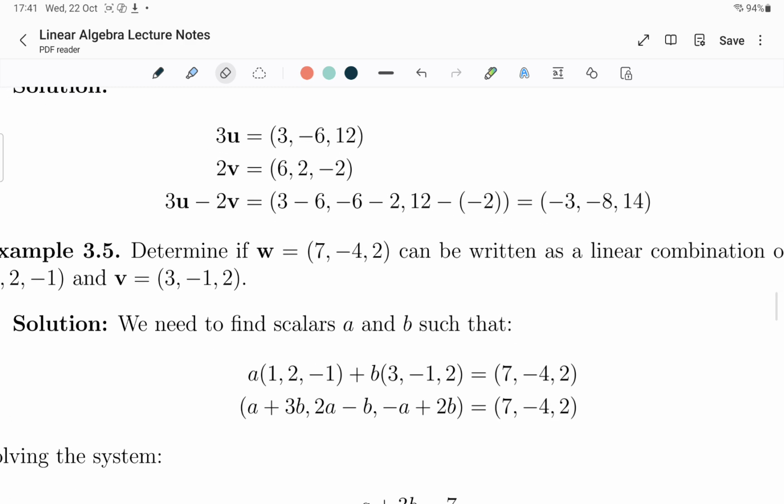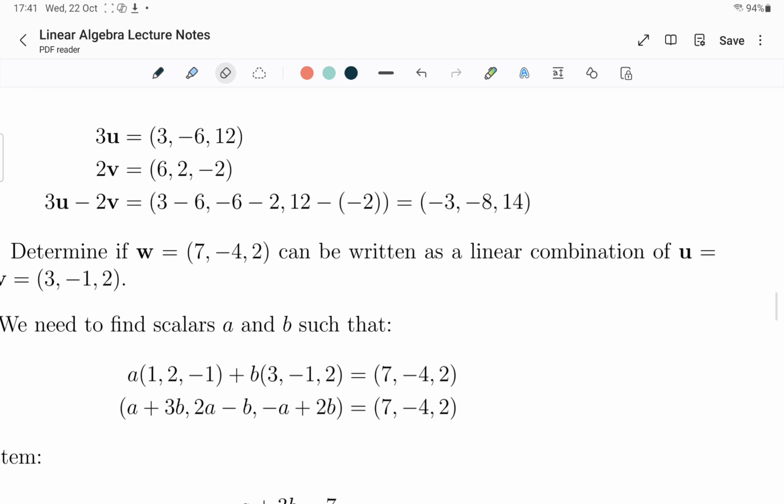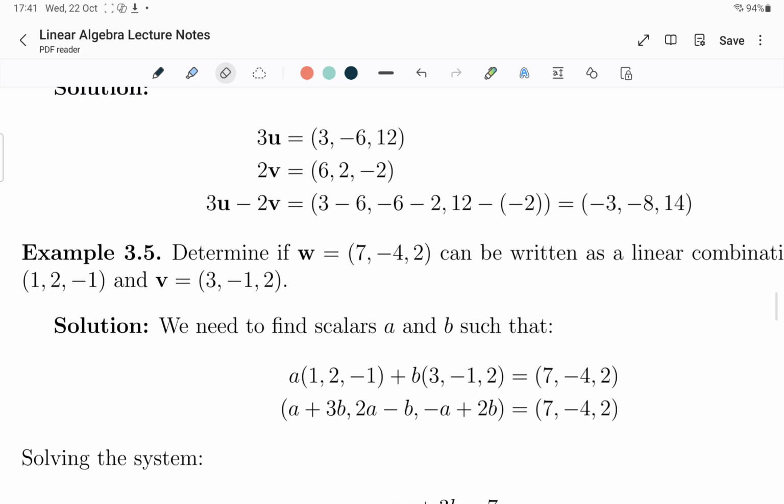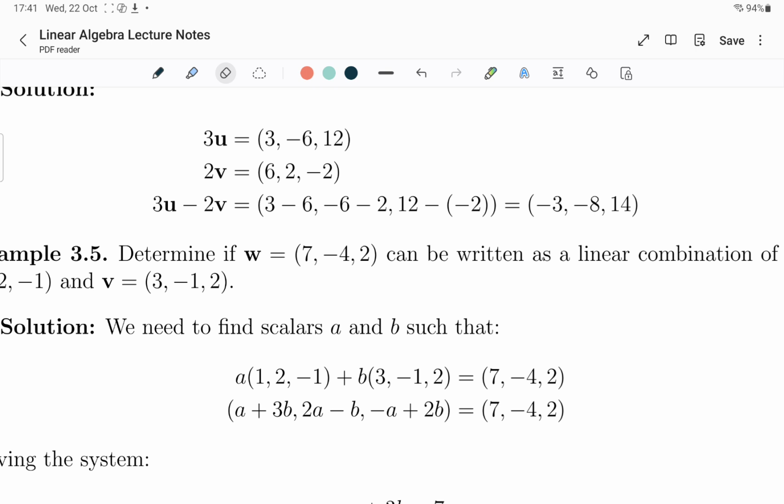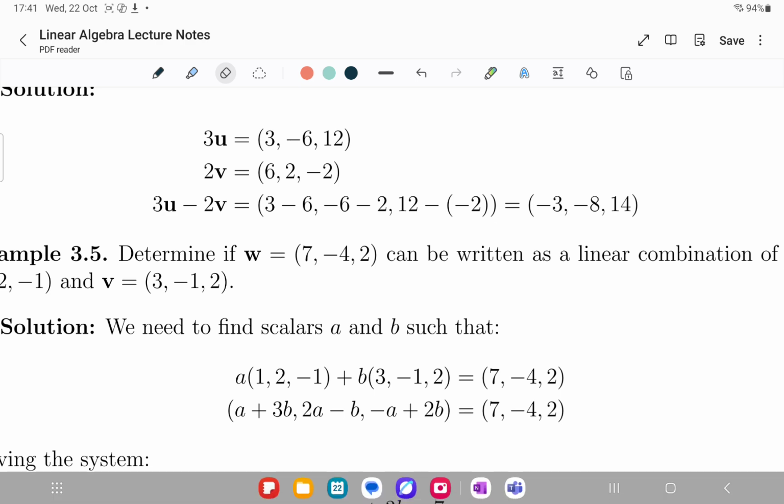Now determine whether w, 7, minus 4, 2, can be written as a linear combination of u and v. Linear combination means that, let me tell you the idea of linear combination.